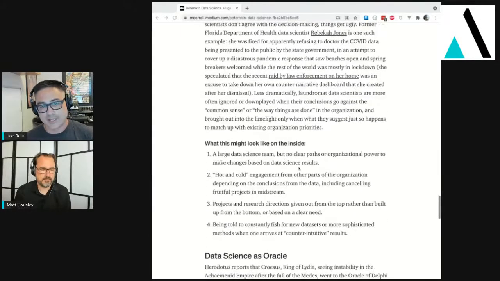So a large data science team, but no clear path or organizational power to make changes based on data science results, hot and cold engagement from other parts of the organization, projects and research directions given out from the top rather than built up from the bottom. It happens a lot. Being told to constantly fish for new data sets or more sophisticated methods when one arrives at counterintuitive results. That... it happens.